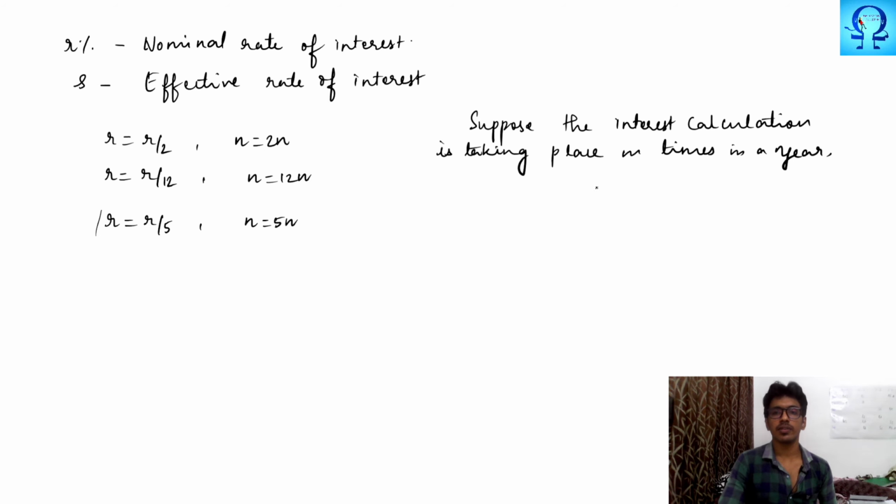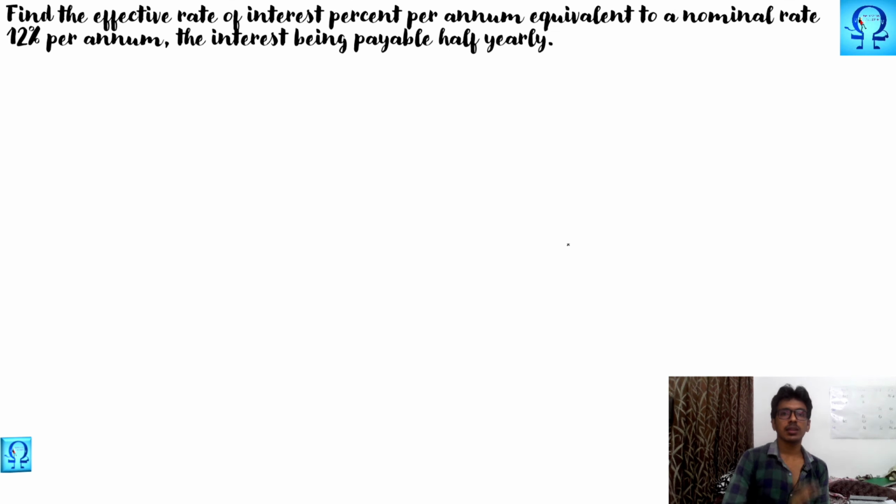So in this case, we will replace r with r upon m and n with m times of n. So this will happen. Now let us see the calculation formally. In this problem, we are asked to calculate the effective rate of interest percent per annum equivalent to the nominal rate 12% per annum, the interest being payable half yearly. Since it is given half yearly, we are going to calculate interest twice in a year. Okay, let us start the problem formally.